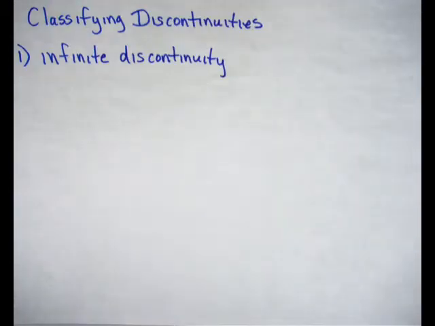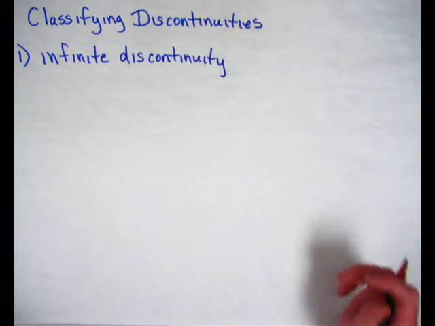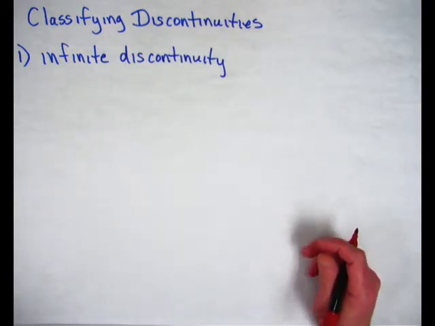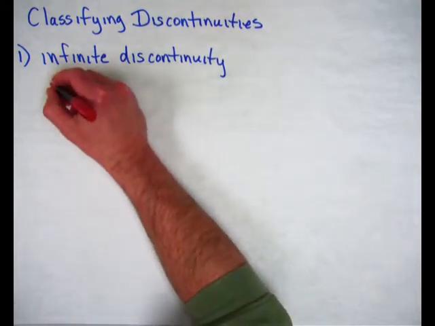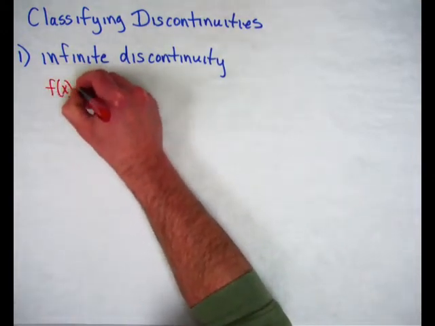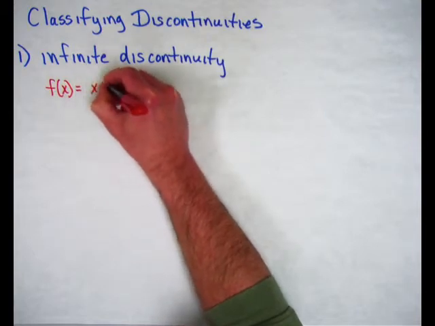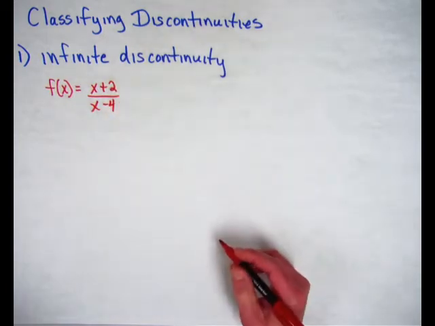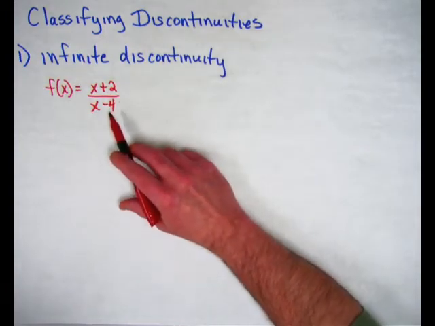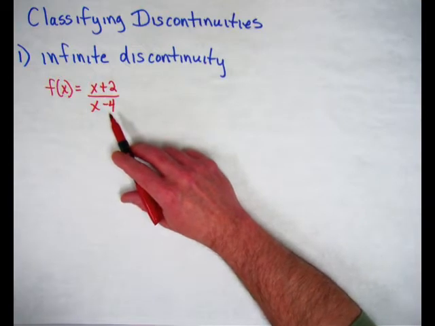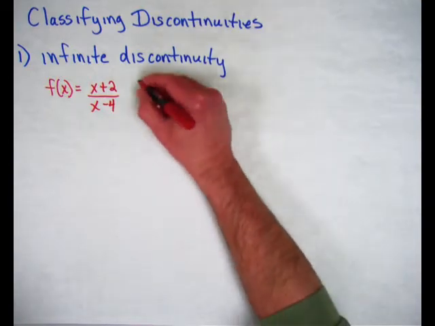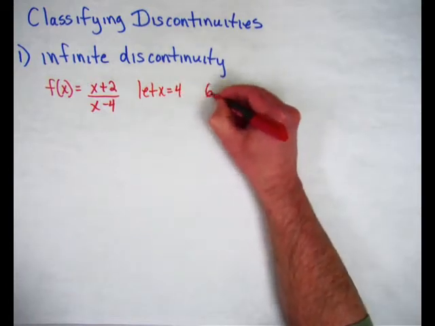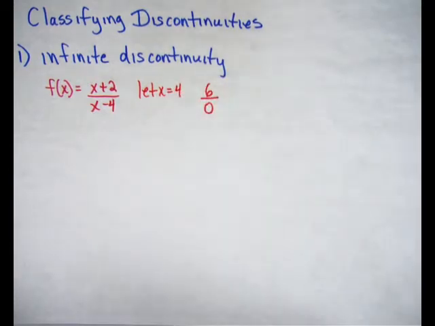Okay, so we're going to start now by classifying different ways that functions can be discontinuous. The first one is called an infinite discontinuity. That's going to happen in functions that we saw earlier, called rational functions. If you have a function like f of x equals (x plus 2) over (x minus 4), obviously at the point 4, this function has a problem, because if we let x equals 4, we would end up with 6 in the numerator, but 0 in the denominator.